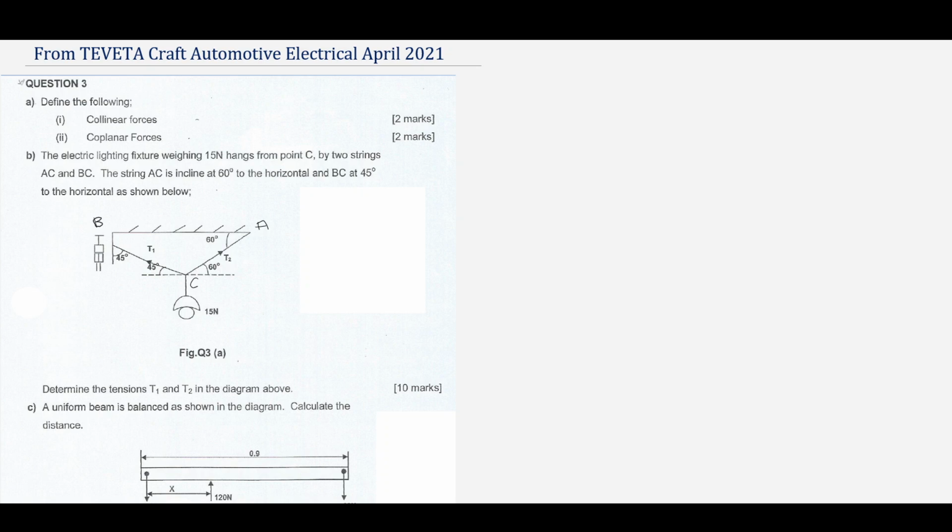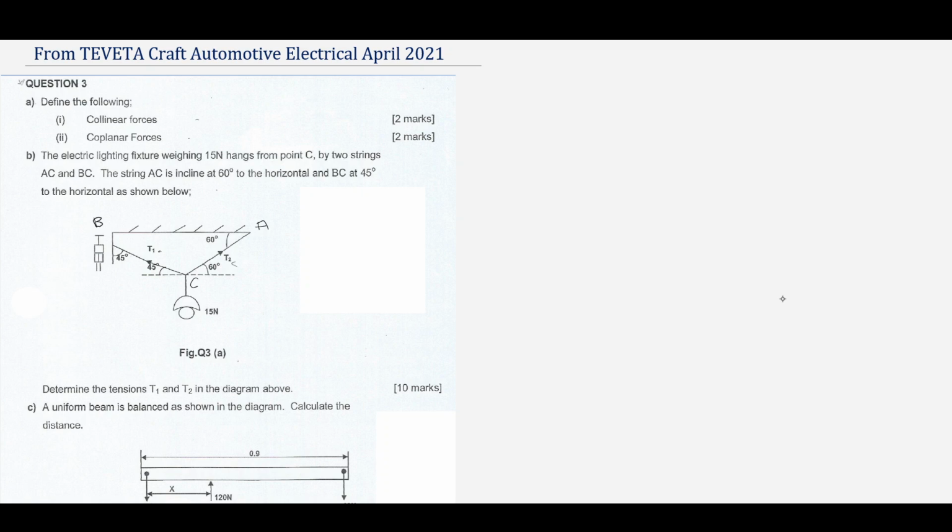So the question reads, the electric lighting fixture weighing 15 newtons hangs from point C by two strings, AC and AB. So we have point C here, and then these strings here where we have T1, T2, and T1 there. The string AC is inclined at an angle of 60 degrees to the horizontal and BC at an angle of 45 degrees to the horizontal, as shown.